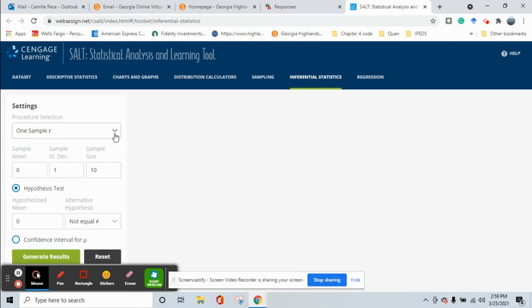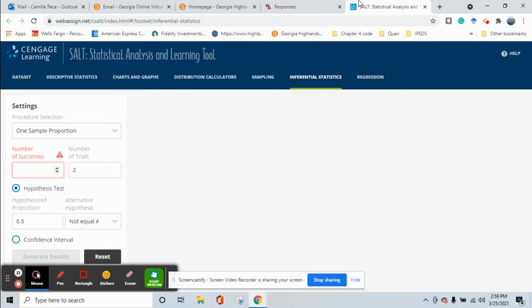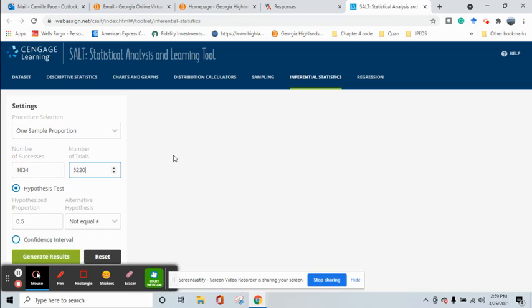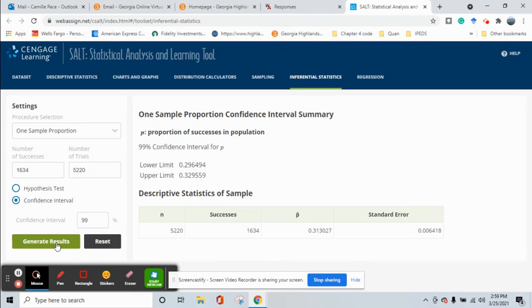So what I'm going to do is I'm going to go to, I know it's a proportion. And remember, I know the number of successes is the lower number. And remember, my lower number was 1,634. And my number of trials, and this is always going to be bigger, was, remember, I go back, sorry, 5,220. So there's my larger trials. Okay. I'm going to click here. I don't worry about hypothesis test. That's coming later. I'm going to do confidence intervals. And then this is where I can adjust it and do 99 and I hit generate results.